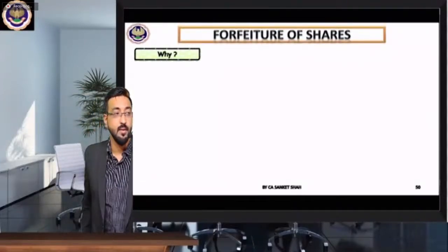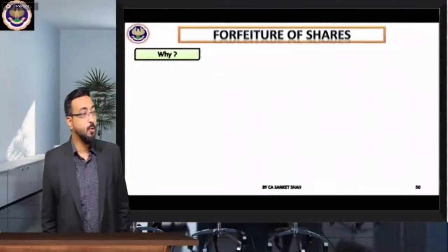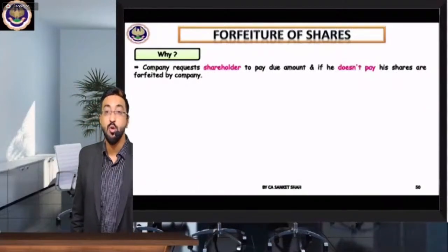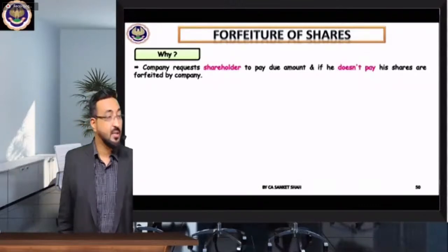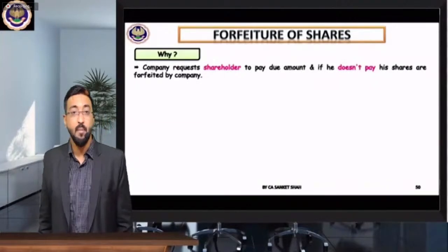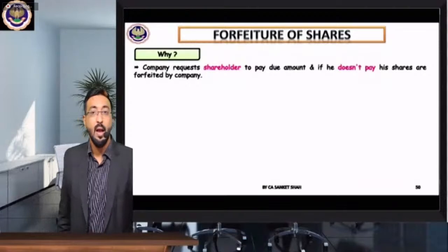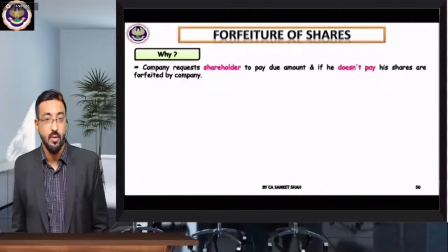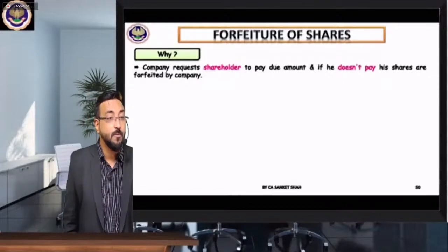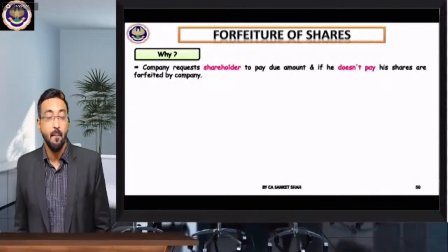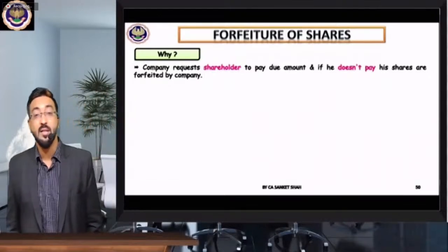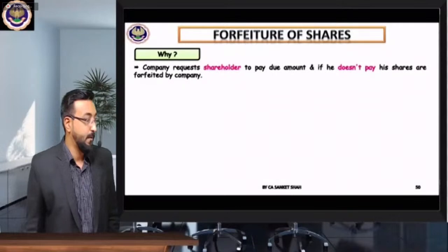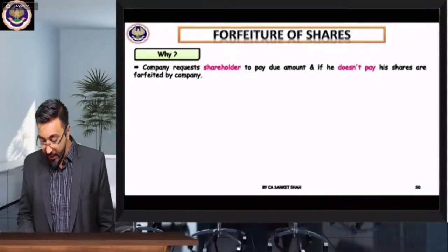Forfeiture of shares. Suppose you received 5 rupees and 7 rupees you haven't received, or 3 rupees you haven't received. You ask for that 3 rupees, but the shareholder has not paid. The company requests shareholders to pay the due amount, but the shareholder hasn't taken any action. He does not pay this amount. In that case, the company has a right to forfeit. Forfeit means in Hindi, जब्त करना. Whatever previous money was paid is forfeited, retained by the company, and the company won't pay back that amount. Forfeited means retained by the company.